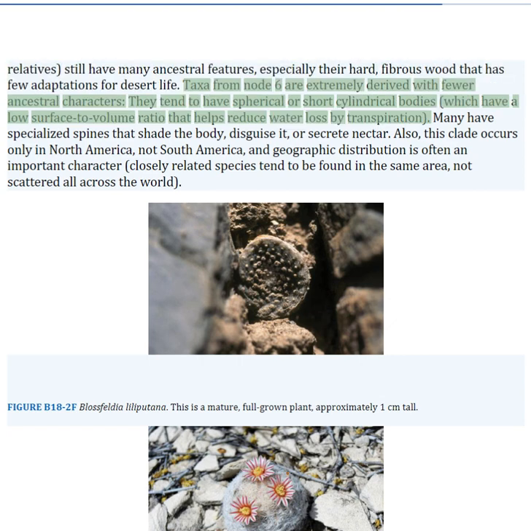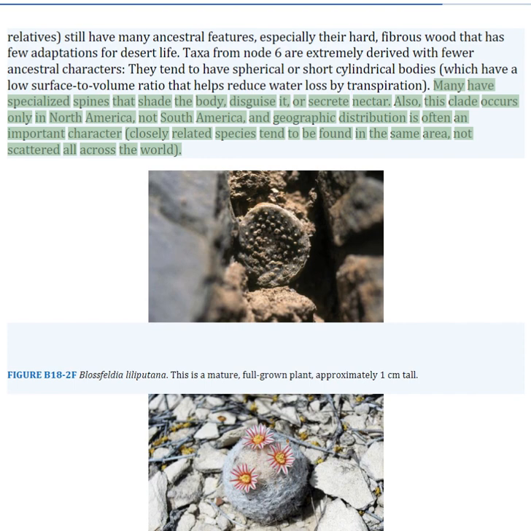Taxa from node 6 are extremely derived, with fewer ancestral characters. They tend to have spherical or short cylindrical bodies. Many have specialized spines that shade the body, disguise it, or secrete nectar. Also, this clade occurs only in North America, not South America, and geographic distribution is often an important character.